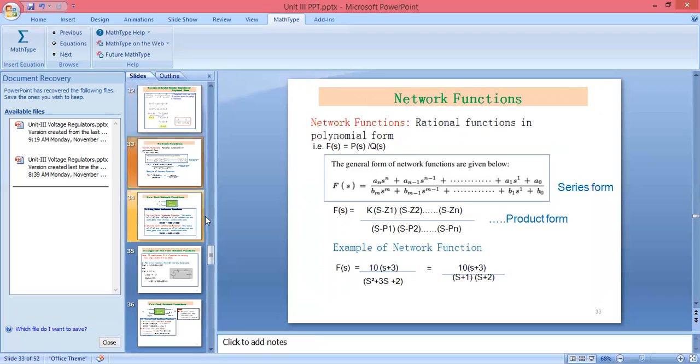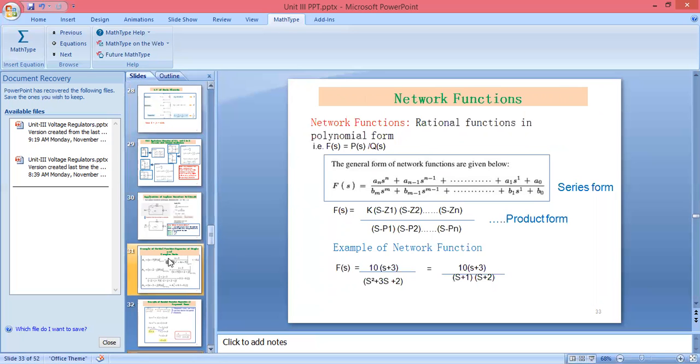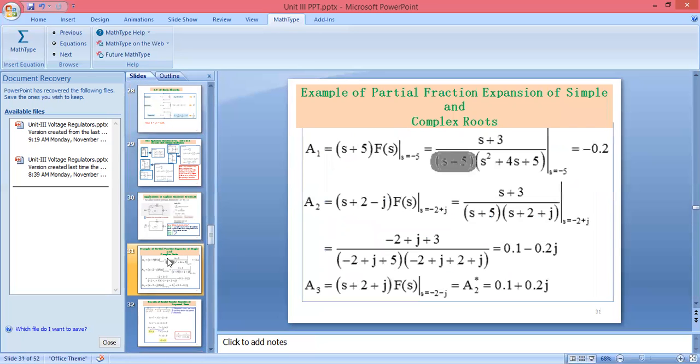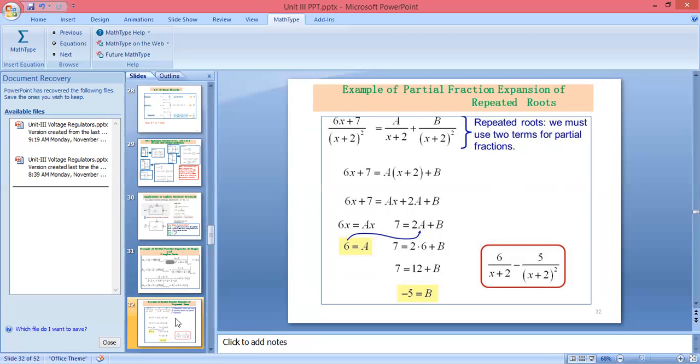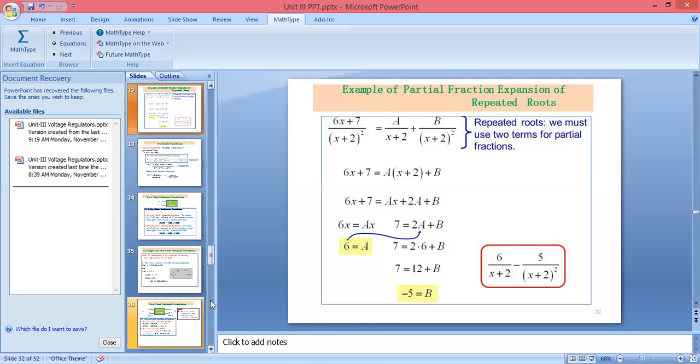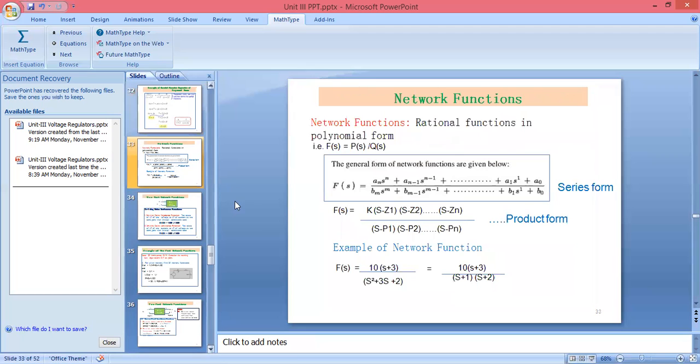Here we have finished the network function. We can take it in the next class now. So we can convert any partial fractions into simple equations by calculating the values of that variable. Here we have finished the Laplace transform. Now we are supposed to study the network. We will see network functions in the next class.